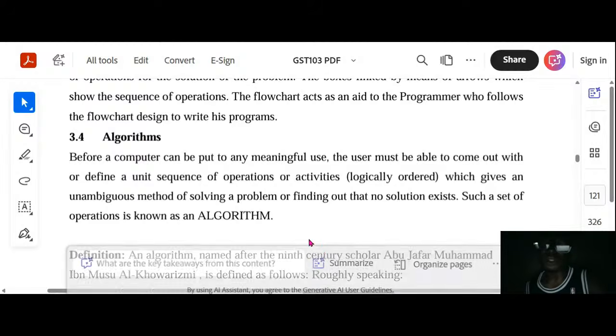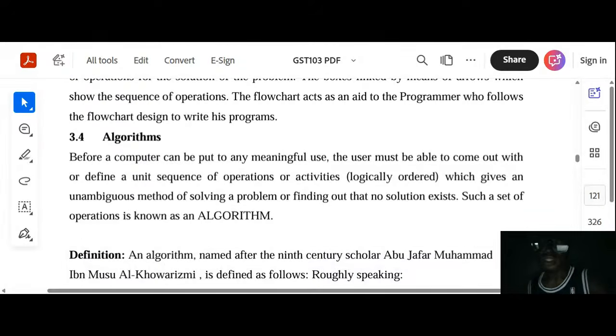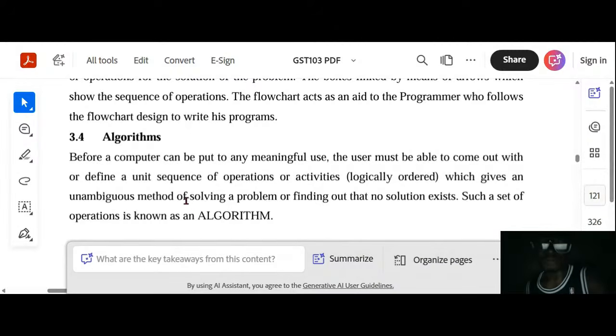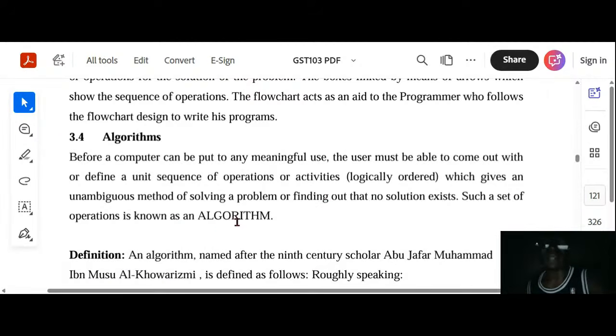After taking the meaning of algorithm, we'll stop this section. Before a computer can be put to any meaningful use, the user must be able to come out with or define a unit sequence of operations or activities in a logical order, which gives an unambiguous method of solving a problem or finding out that no solution exists.